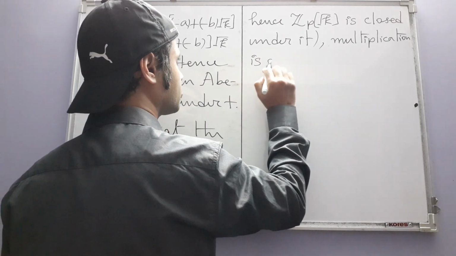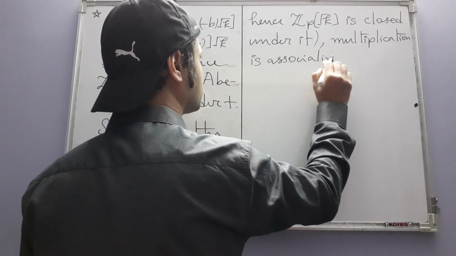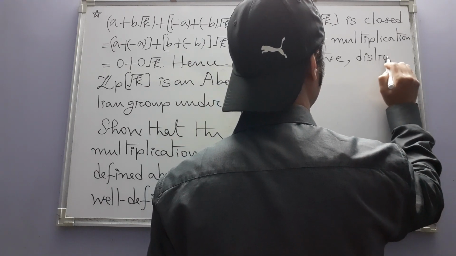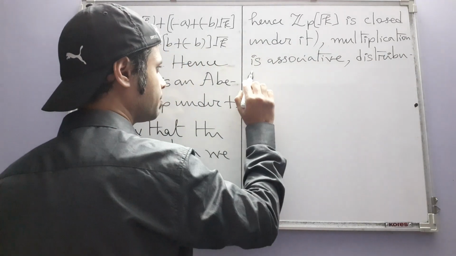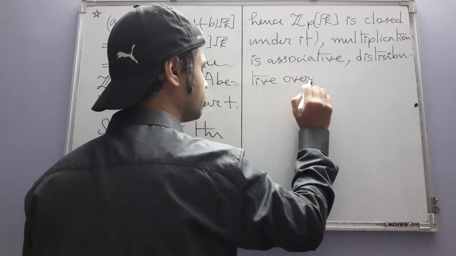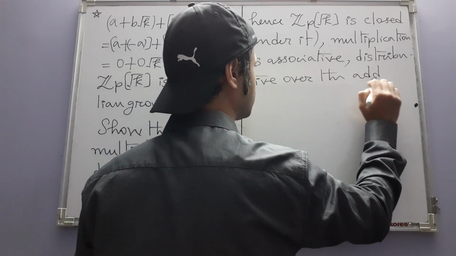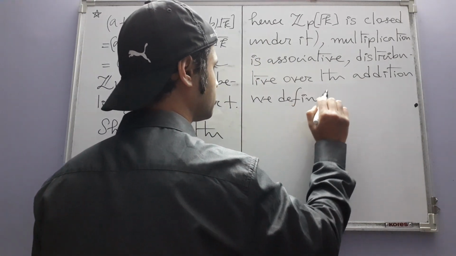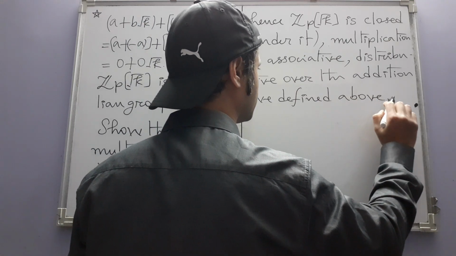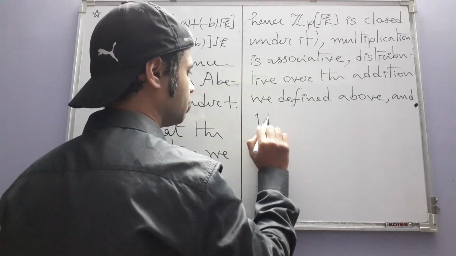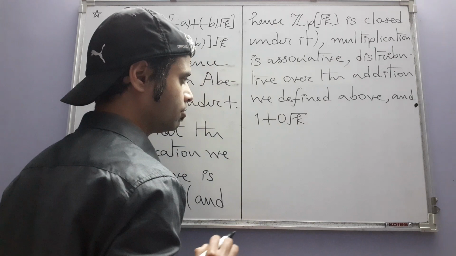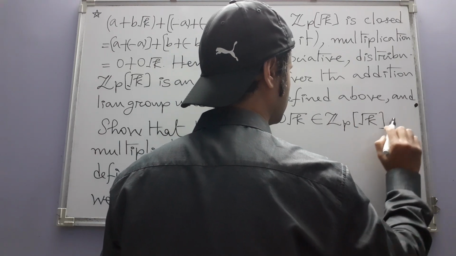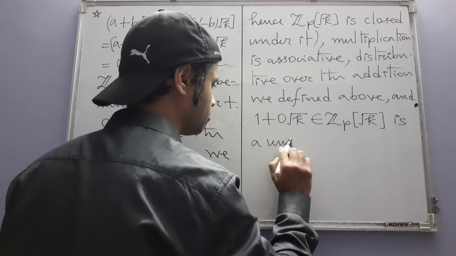Multiplication is associative, is distributive over the addition we defined above, and 1 plus 0 root k belonging to this is a unity.